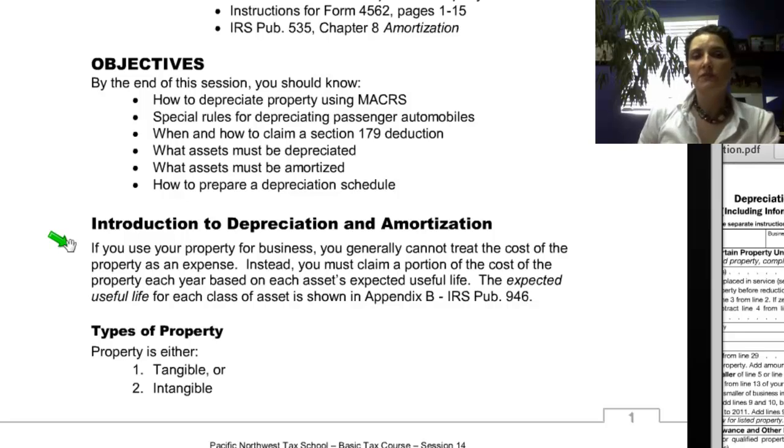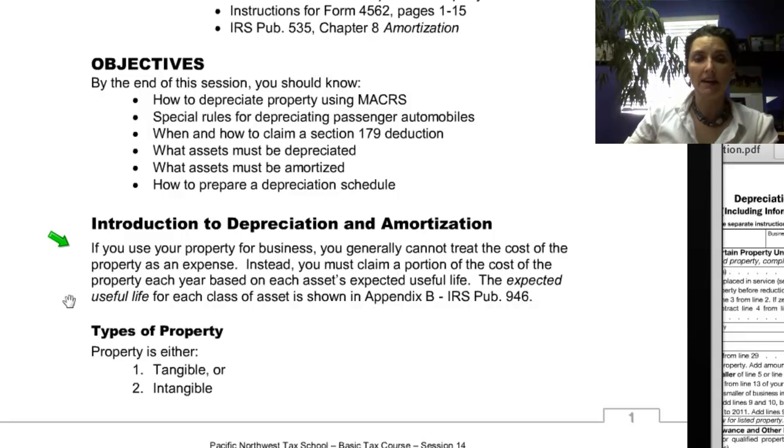If you use your property for business, you generally cannot treat the cost of the property as an expense. Instead, you must claim a portion of the cost of the property each year based on each asset's expected useful life. The expected useful life for each class of asset is shown in Appendix B of IRS Publication 946.